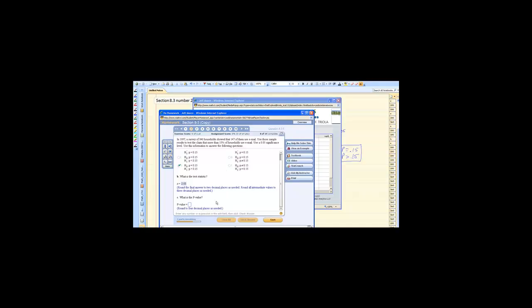And the next question says, what is the p-value? We're supposed to round this to 4 decimal places. Well, this same box that gave us our z-statistic also gives us our p-value, 0.0212 to 4 decimal places.